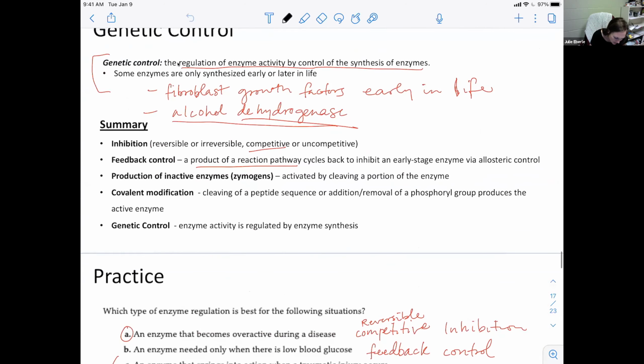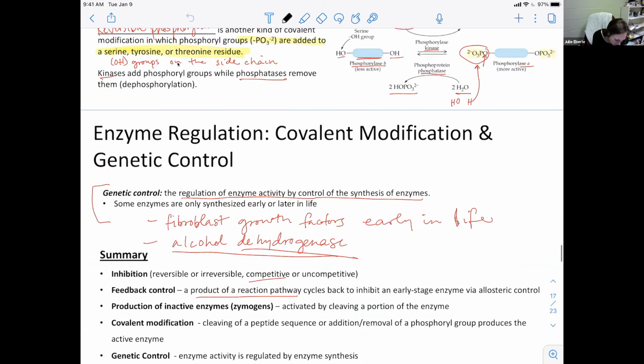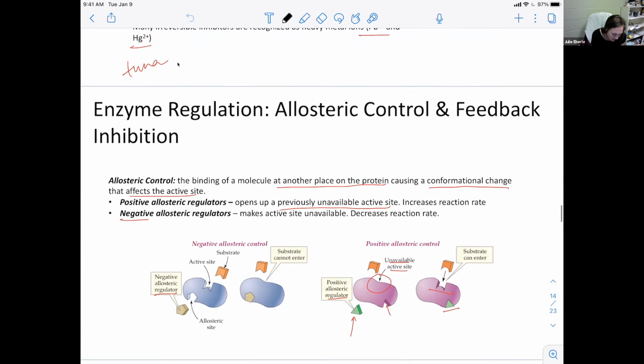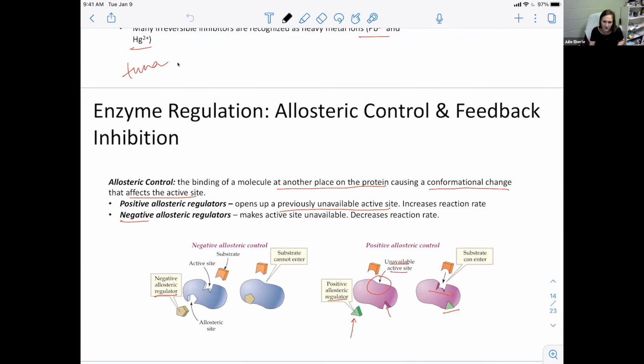So if you read through your summary, wait, I missed one, didn't I? On the summary, I have inhibition, I have feedback control, I have zymogens, I missed one. I don't have allosteric control. So read the definition for allosteric control. Read positive and negative, and then tell me what you think this is.